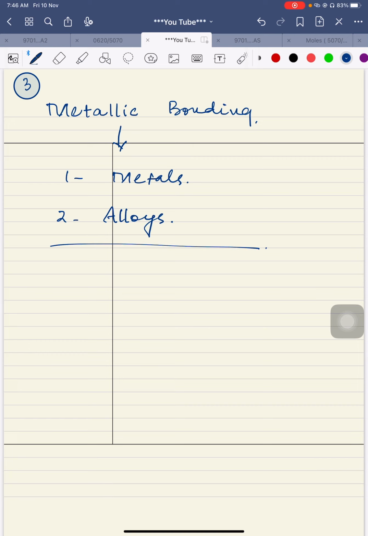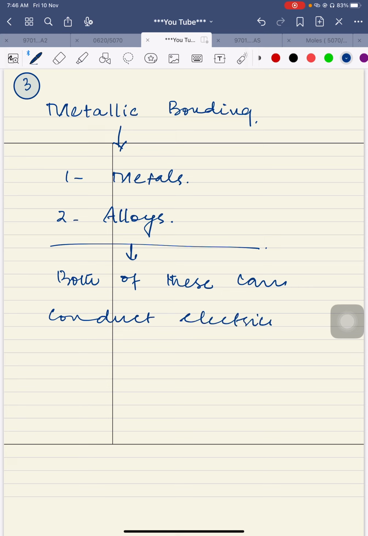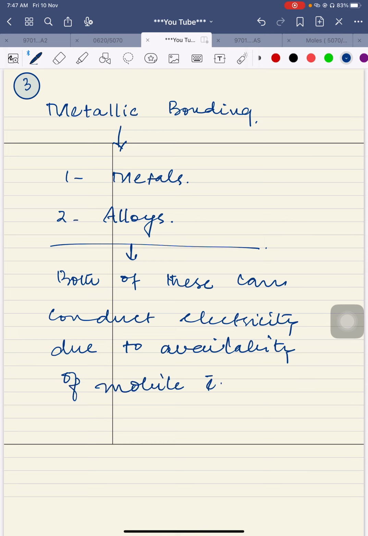And remember this thing, that metals and alloys both can conduct electricity, and why can they conduct electricity? Due to the availability of mobile electrons. So these metals and alloys both can conduct electricity due to the availability of mobile electrons.